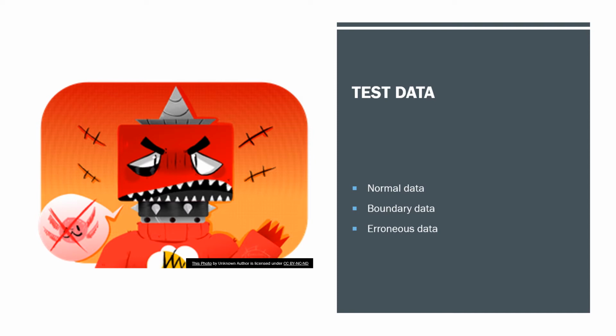Boundary data is usually extremely large or extremely small, or in some other way at the limits of what your software can process. And finally, erroneous data, that's also sometimes called abnormal data or incorrect data. That is where you simulate making an error. So for example, entering a letter when the user is supposed to enter a number, or pressing enter without giving any input at all. And erroneous data will sometimes crash the computer. That's fine if it happens at test stage.